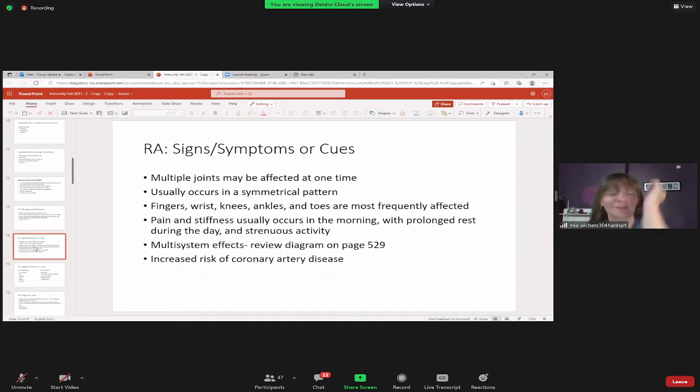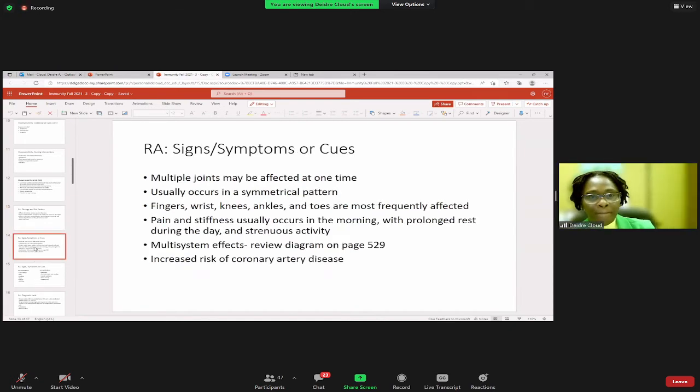All right, so some signs and symptoms. So the thing is, this arthritis occurs symmetrically. So that's not going to be just one hand. It'll happen in both hands, both ankles, both feet. And multiple joints could be affected at one time. And as you see, it's worse in the morning and worse with prolonged rest and strenuous activity.